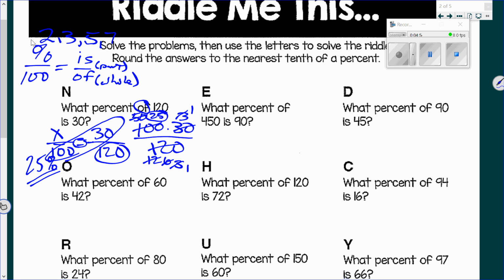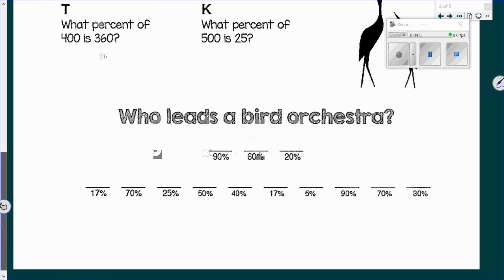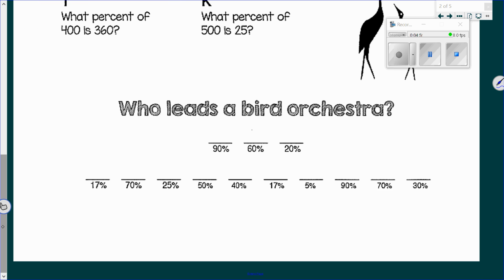So now I go to the bottom. I find the 25%. It gets, what was that, an N? So I put an N for the 25%.